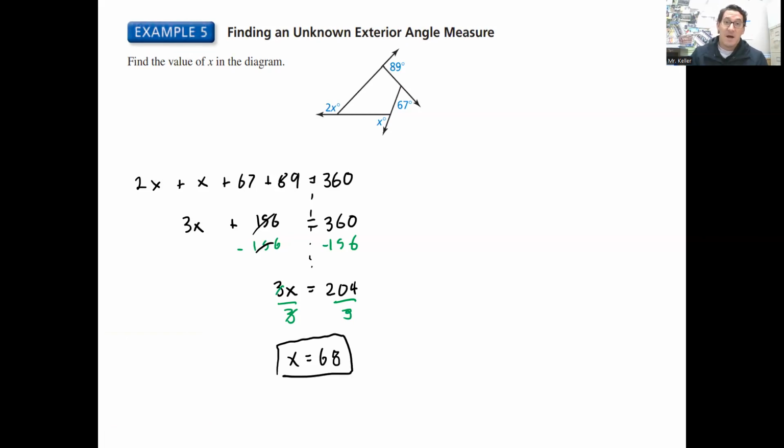And again, we go back and find the angles. That means this angle is 68 degrees. Great. This angle would be 2 times 68, which would be 136 degrees. But we were just finding x from there. And that will do it for us. More geometry next time.